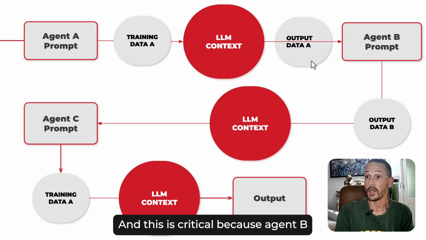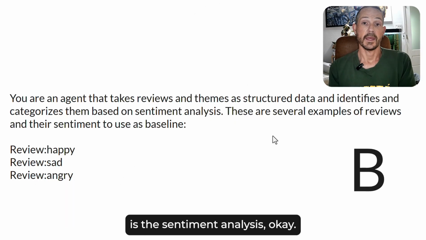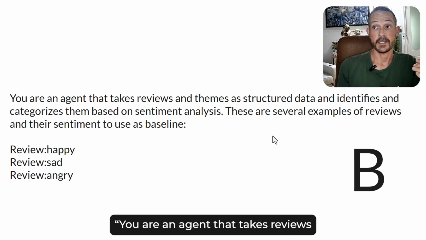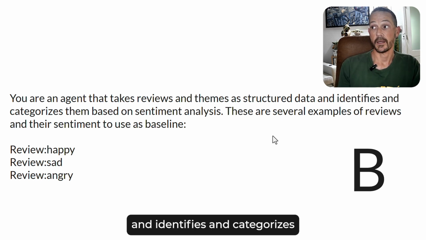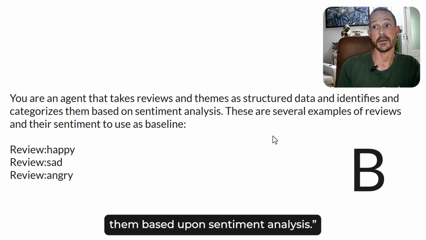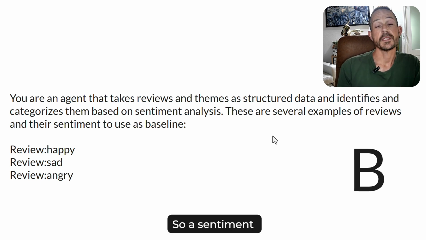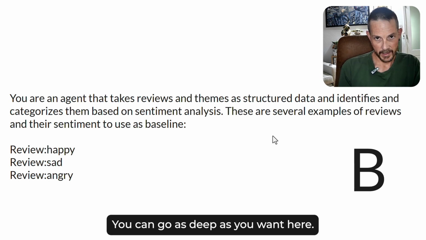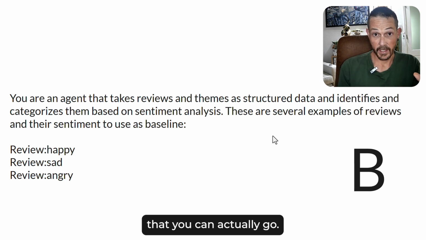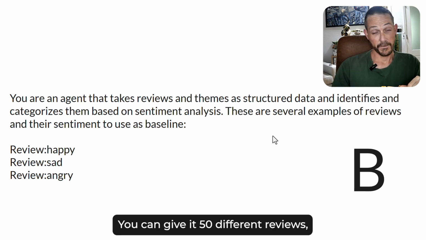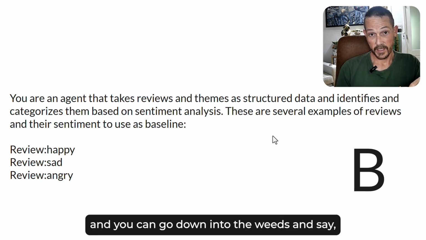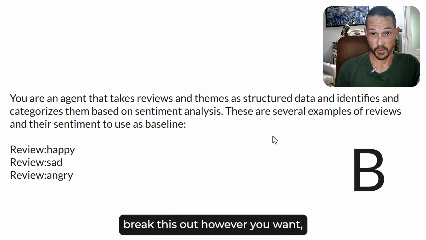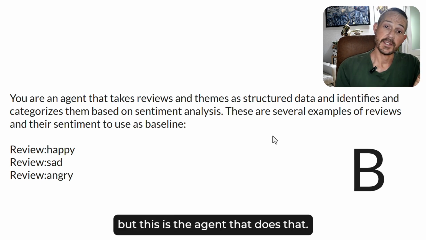And this is critical because agent B is the sentiment analysis. The sentiment analysis prompt is: you are an agent that takes reviews and themes as structured data and identifies and categorizes them based upon sentiment analysis. So sentiment analysis is going to be typical machine learning. You can go as deep as you want here. There's no limit to the level that you can go. You can give it 50 different reviews and go down into the weeds and say, this is the reason they left the review and this is the type of person. You can have it break this out however you want. But this is the agent that does that.